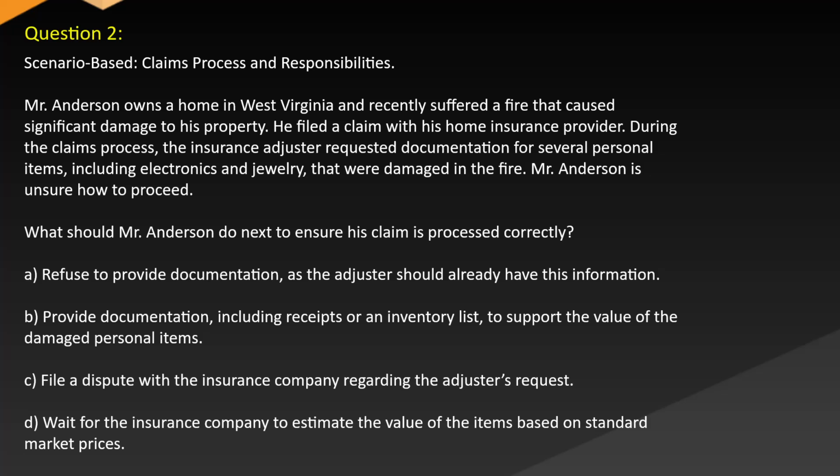What should Mr. Anderson do next to ensure his claim is processed correctly? A. Refuse to provide documentation, as the adjuster should already have this information. B. Provide documentation, including receipts or an inventory list, to support the value of the damaged personal items. C. File a dispute with the insurance company regarding the adjuster's request. D. Wait for the insurance company to estimate the value of the items based on standard market prices.